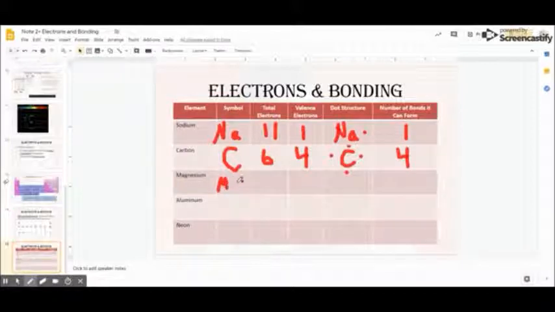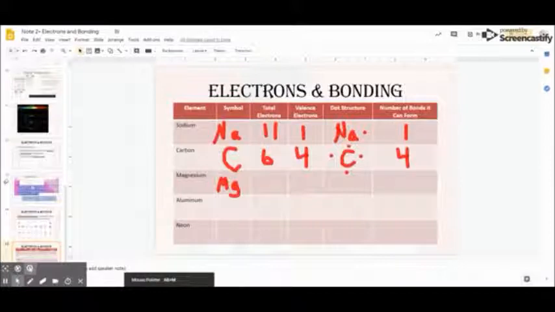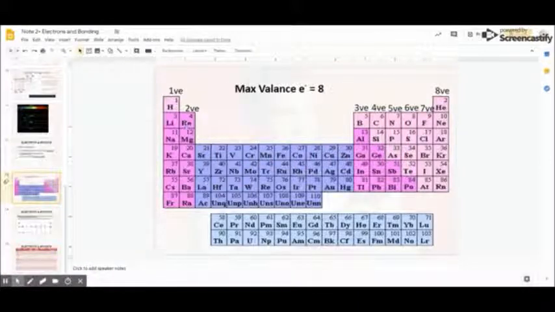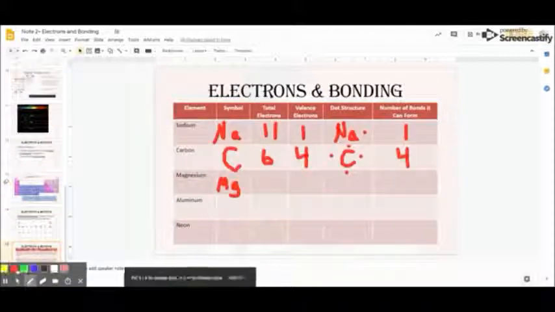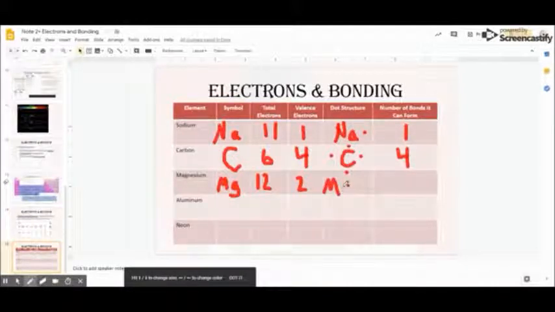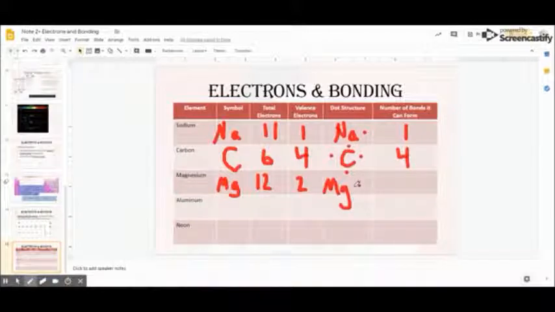Magnesium has the symbol Mg. If you look back on our periodic table, magnesium is number 12, and it's in the second column. So it has 12 total electrons. 2 of those are valence electrons. So our dot diagram would be Mg, 2 dots around it. Don't double up unless we have to. So it has 2 unpaired electrons, so it can form 2 bonds.